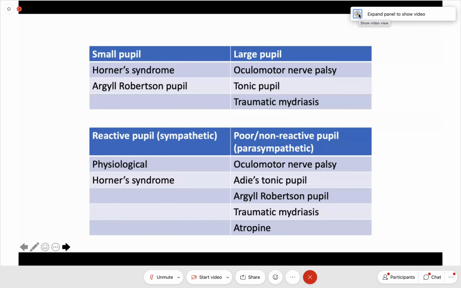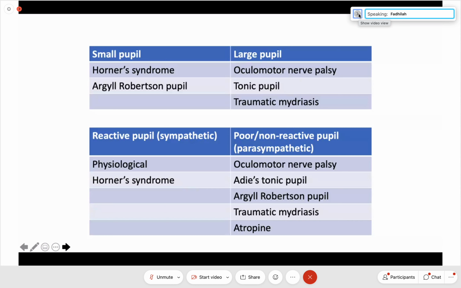Now, this is a table that I prepared to divide the classification of large pupils and small pupils, and how they react to light. So you can use this if you are asked during the viva, for example, or anytime when you see a patient. The first classification is to divide them between small and large pupil, but they are not adequate because you don't know which one is physiological, which one is big, which one is small, right?